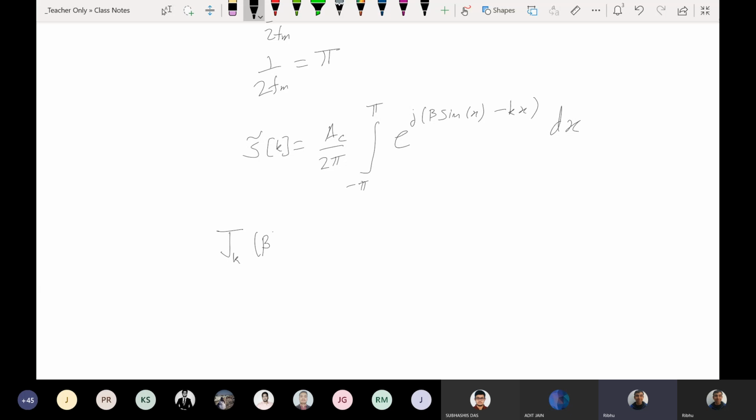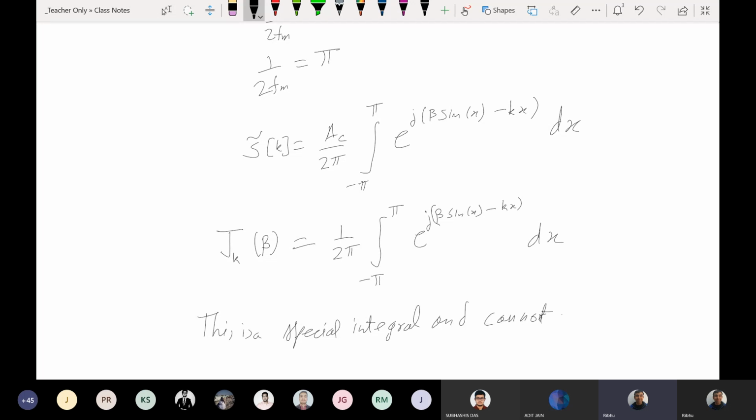So this thing, J_k(beta), equals 1 over 2π, integral from minus π to π of e to the power j(beta sin x minus kx) dx. This is a special integral and cannot be evaluated in a closed form.